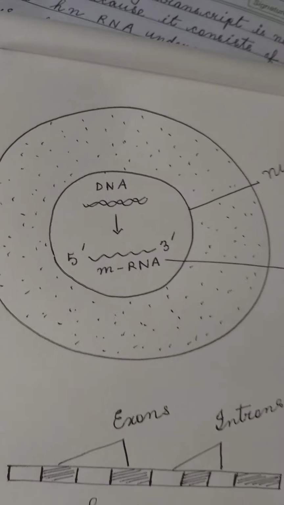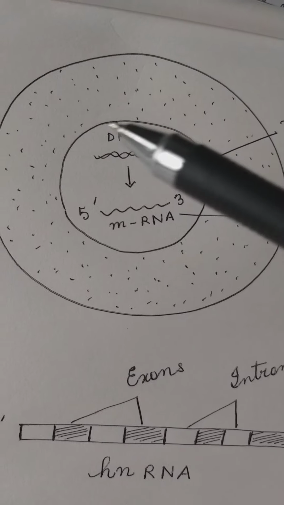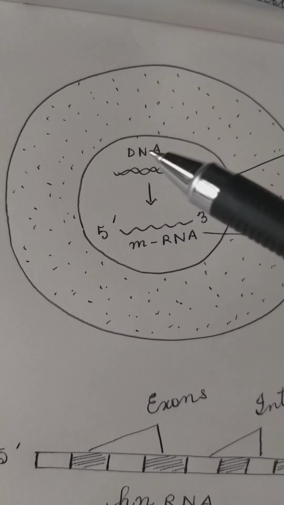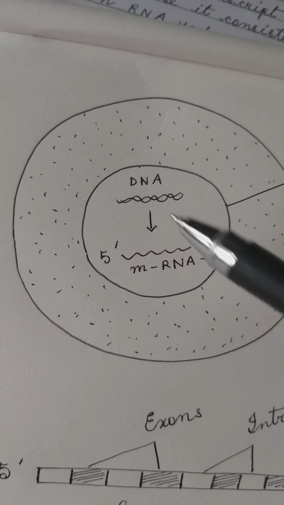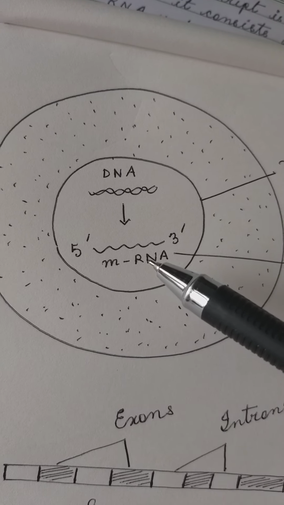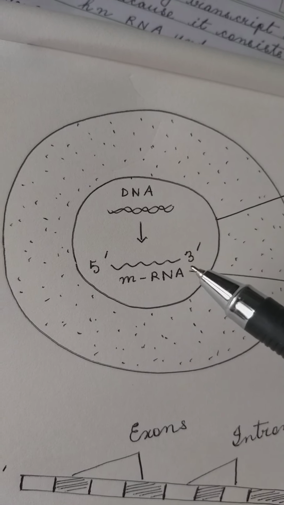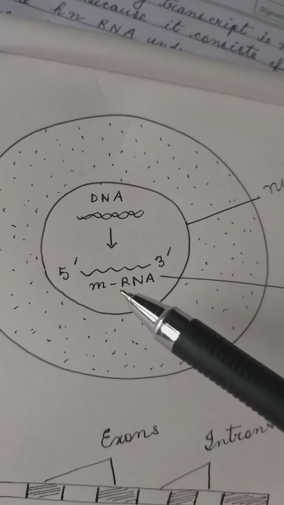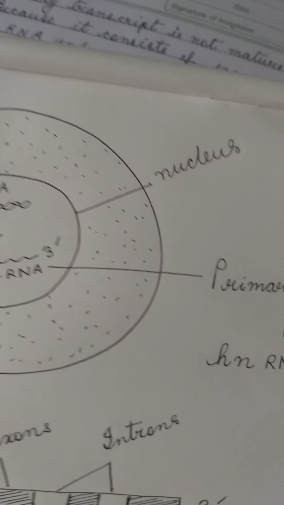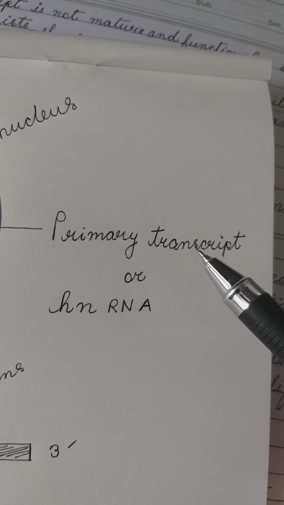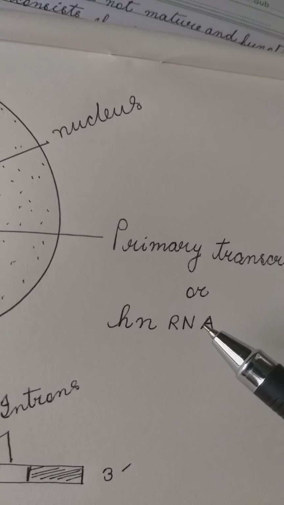This is a eukaryotic cell which has a true, well-defined nucleus. Inside the nucleus, this is the DNA. From DNA, messenger RNA is formed. The polarity of the messenger RNA is 5' to 3'. The messenger RNA which is formed inside the nucleus is called primary transcript or heterogeneous nuclear RNA.